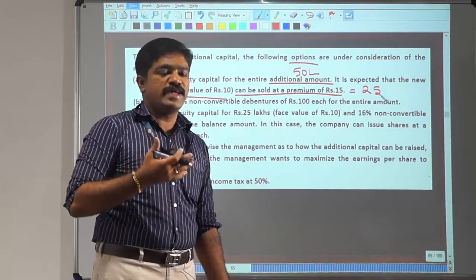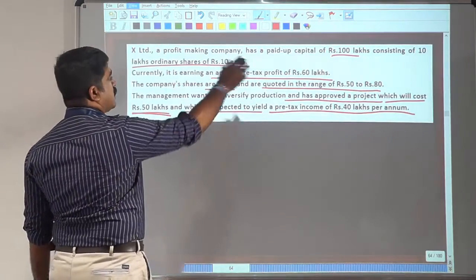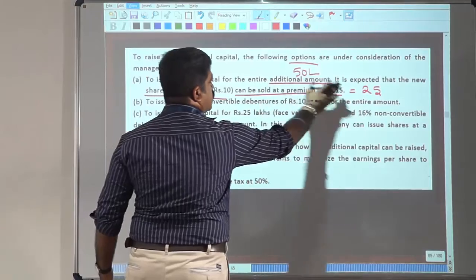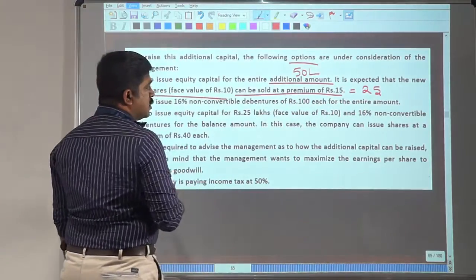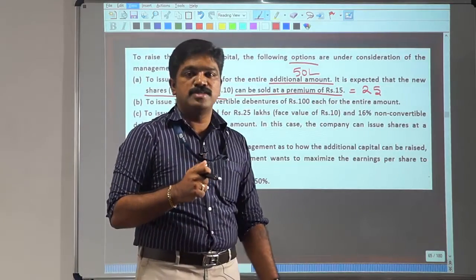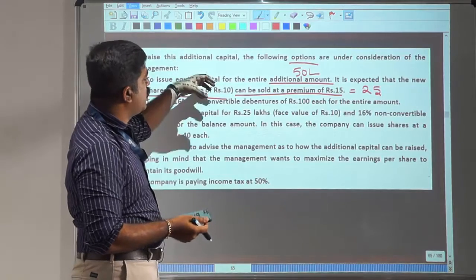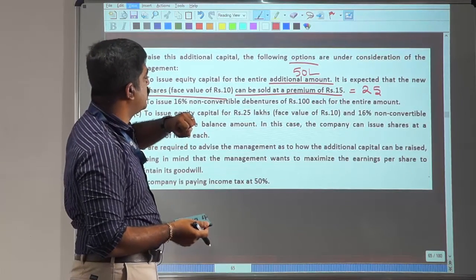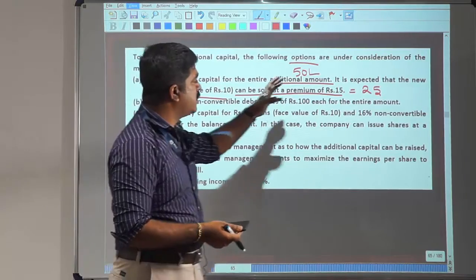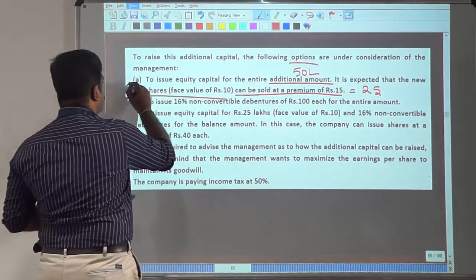And what are the already existing shares? How many shares do they have already? Already I think they have 10 lakh shares. So 50 lakhs divided by 25, say 2 lakhs. So 10 lakh plus 2 lakh, the company will have a revised number of shares as 12 lakhs. Okay. Now that 12 lakhs has to be distributed between equity shareholders in the form of EPS, and that information will help you when you want to calculate EPS. Okay. That's your option 1.